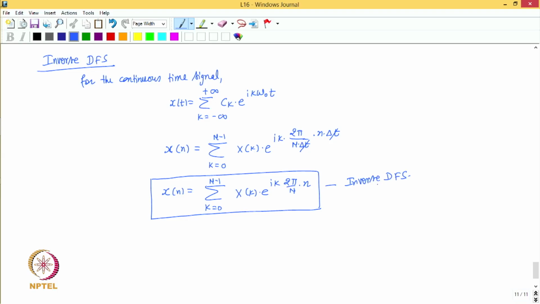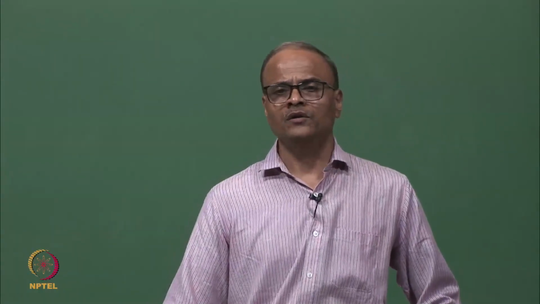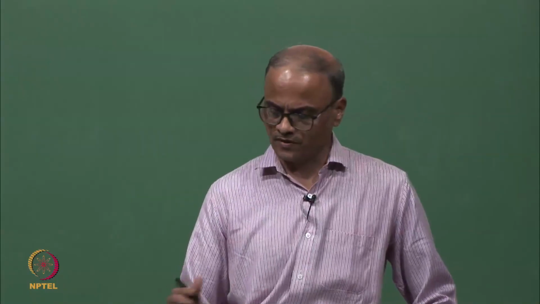So if Xk is given, the discrete Fourier series, the Fourier coefficients are given, then we can find out or reconstruct the time sequence x[n], the discrete sequence x[n]. Let us now take an example to understand how the magnitude spectrum in DFS looks like.